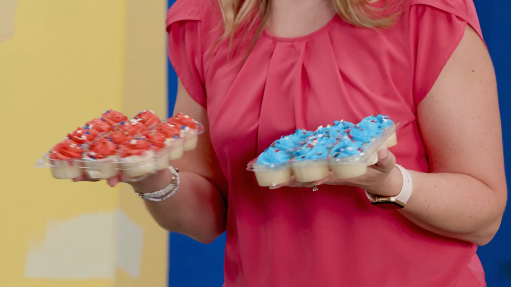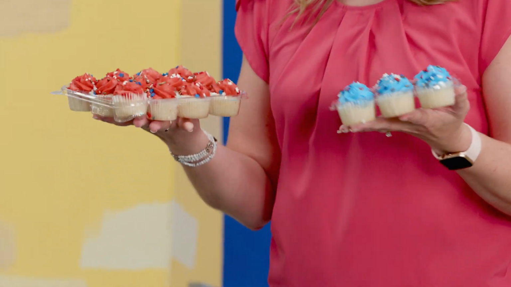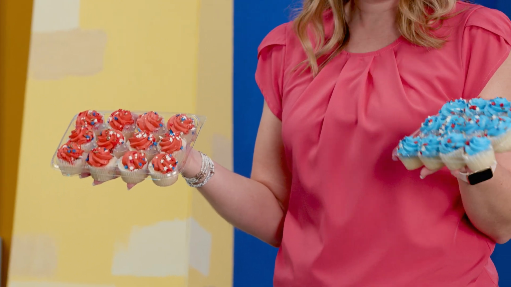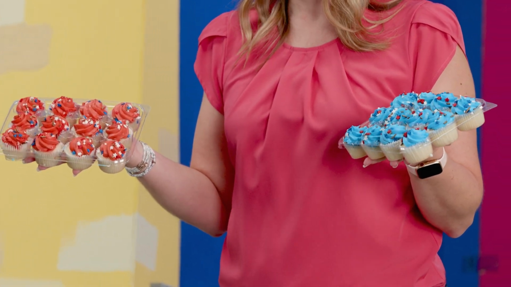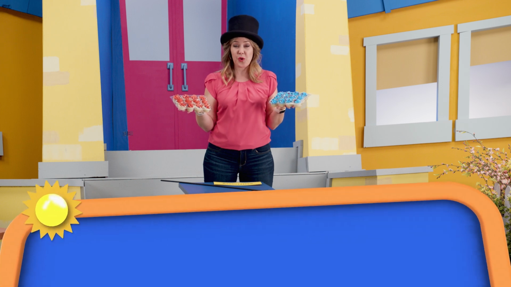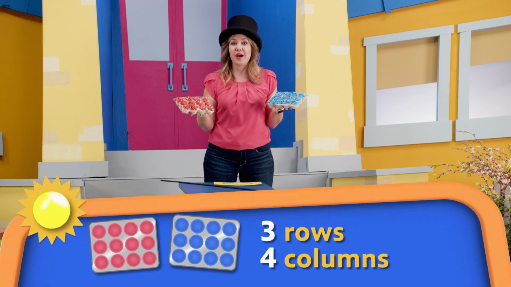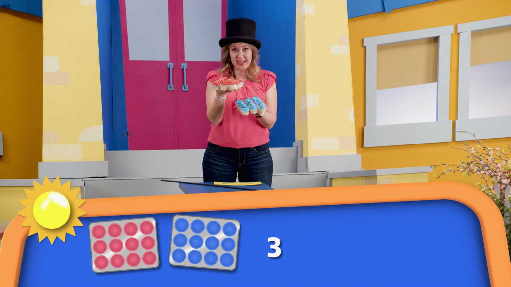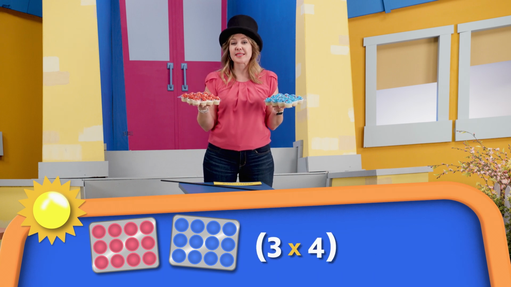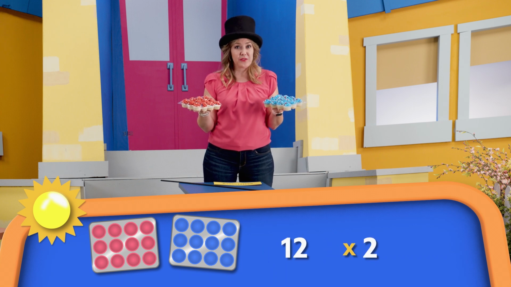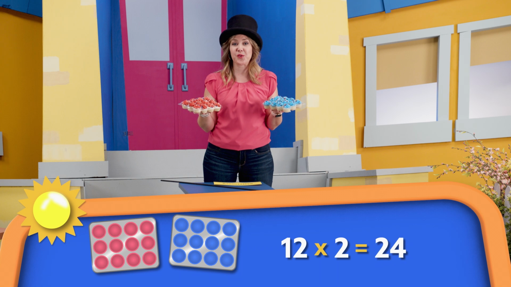Okay, look at these two packages of cupcakes. Each package looks like an array with 3 rows and 4 columns. To figure out how many we have in total, we can multiply. 3 rows times 4 columns times 2 packages, that would be 3 times 4 times 2. Now 3 times 4 is 12, and 12 times 2 is 24.